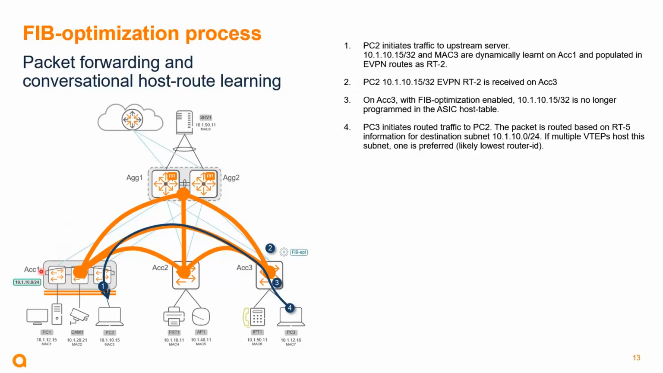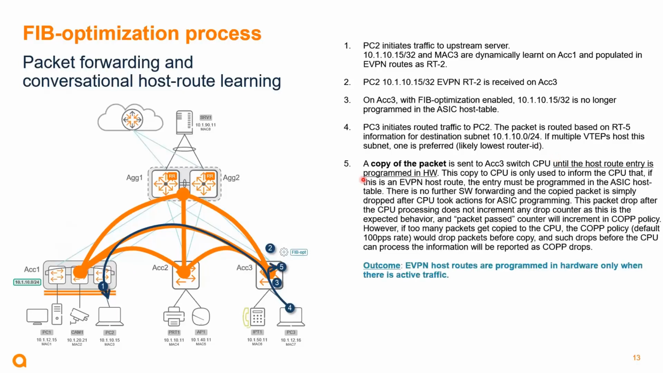You may say, yes, but what if there are multiple access VTEPs hosting it? Well, we'll cover that case. One will be preferred, most likely the lowest router ID, and we'll see a potential suboptimal path. So next, what happens? As this packet is forwarded based on the route type 5 and reaches the destination next hop hosting this type 5 route, we also send a copy of the packet to the CPU. And we do that until the host route entry is programmed in hardware.